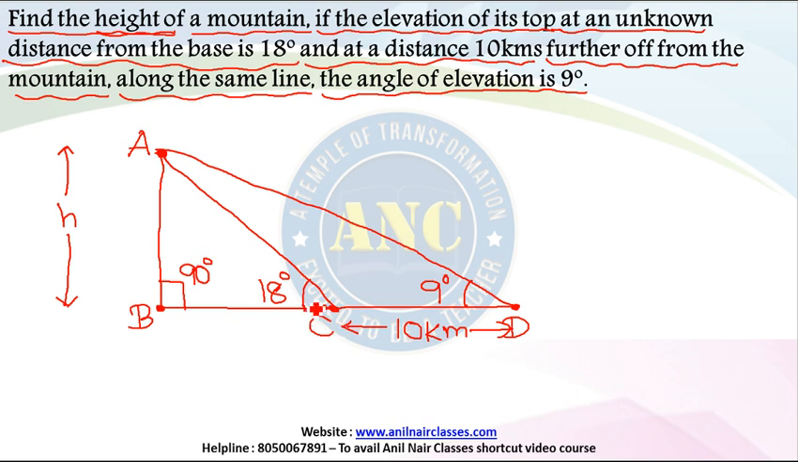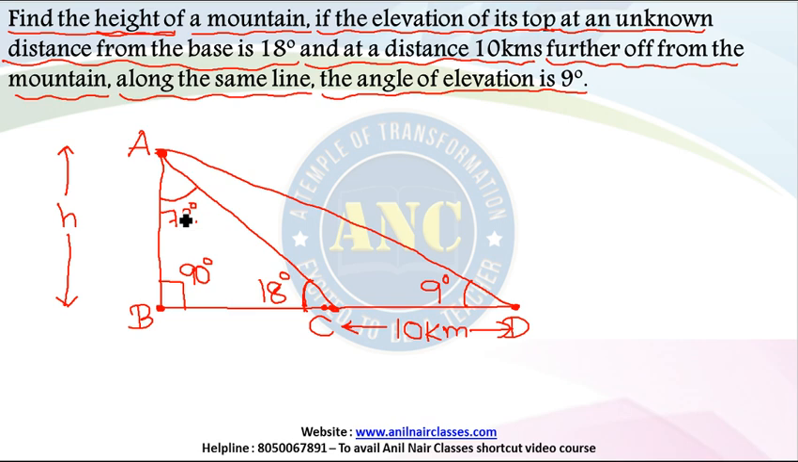This is 18 degrees. This particular distance is given as 10 kilometers, right? Can I say that if this is 90 and this is 18 degrees, then how much should the remaining angle be? 90 plus 18 is 108. 108 degrees, and the total sum of the three angles in a triangle should be 180 degrees. So the remaining angle should be 72 degrees. I hope the idea is clear. In triangle ABC, angle A is 72 degrees, right?